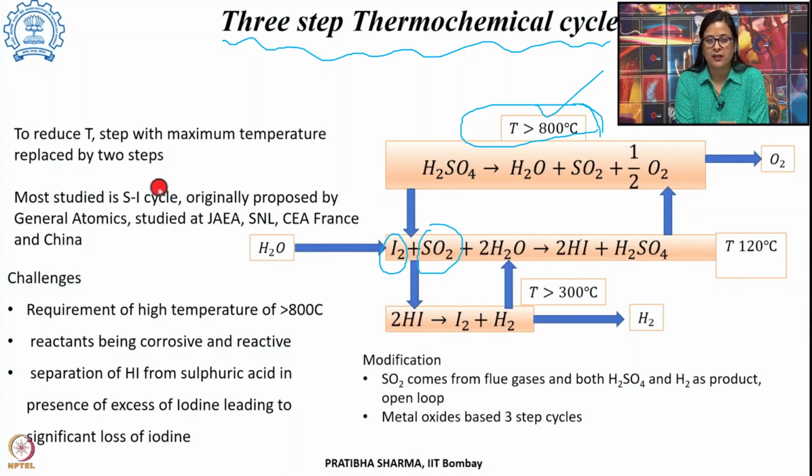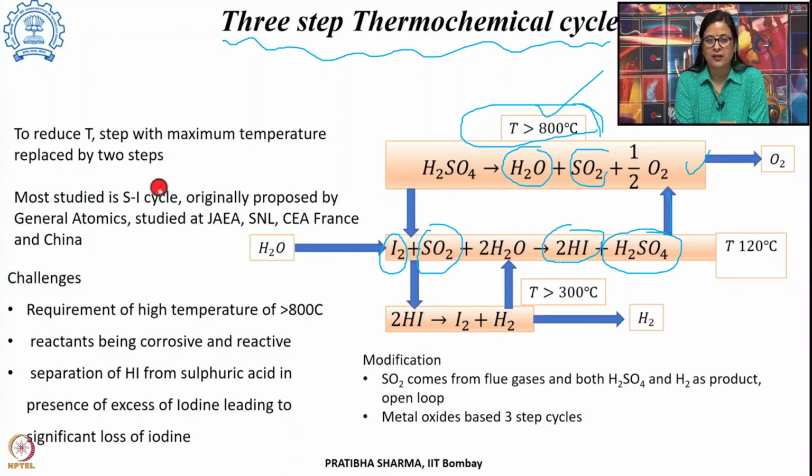Okay. The first step is at 120 degrees centigrade: iodine, sulfur dioxide and water react, and this produces HI and H2SO4. Okay, and this H2SO4, for this reaction above 800 degrees centigrade, or around 800 degrees centigrade, it is dissociated, producing H2O and SO2 and oxygen gas.